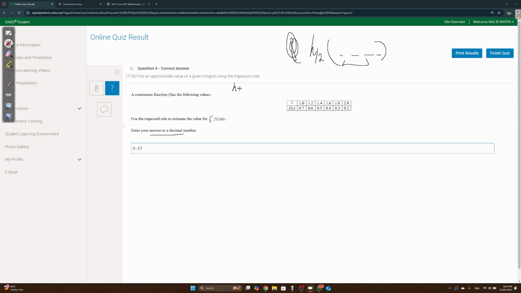The value of h is just b minus a over n. So 2 minus 1 over n. How many subintervals do we have? Okay, 1, 2, 3, 4, 5, 6. Is that the amount of subinterval? No. You do 6 minus 1 equals 5.